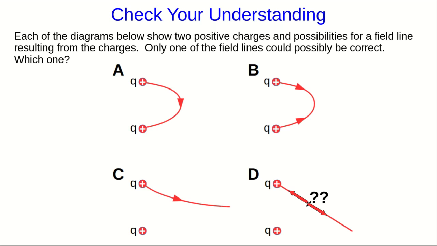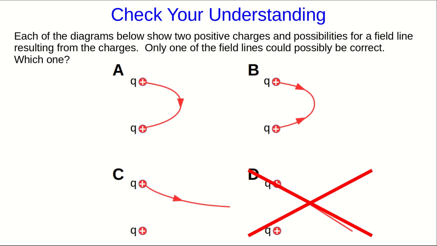But there's another reason it can't possibly be correct. At that point, the fields due to the individual charges would look like this, and the total would be their vector sum, which would look something like this. And that isn't tangent to the line, so again, it can't be right.